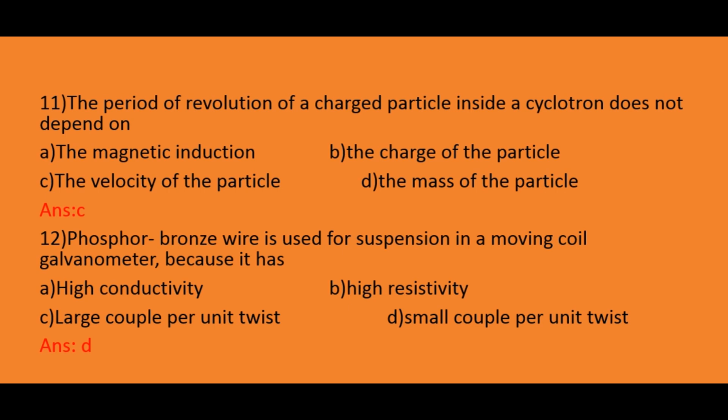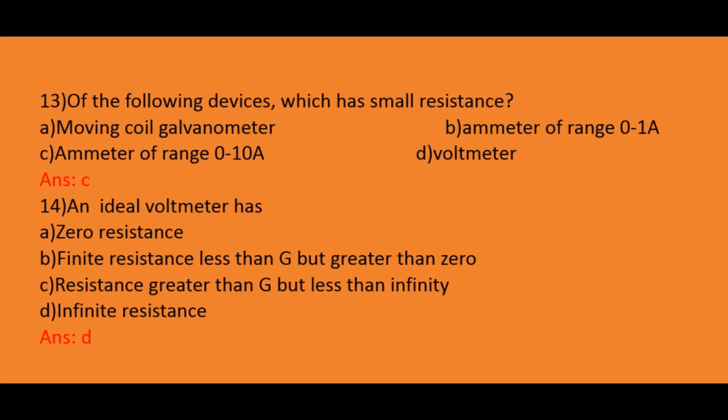The next one is: of the following devices, which has small resistance. The options are moving coil galvanometer, ammeter of range 0 to 1 ampere, ammeter of range 0 to 10 ampere, and voltmeter. For small resistance, the answer is the ammeter of range 0 to 10 ampere. An ammeter is the measurement of current. It has the range 0 to 10 ampere and it has a small resistance.